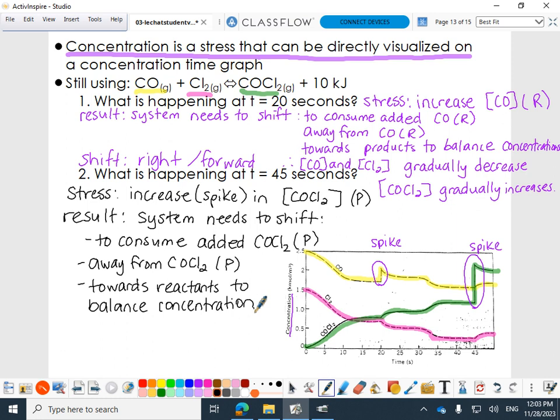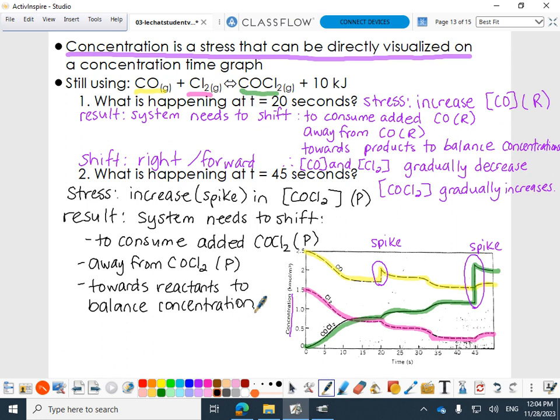Okay, so if it's shifting towards the reactants, their line should increase, which they do gradually. If you're thinking of it like consuming the added COCl2, then that line should gradually decrease, which it does. Shift away from the COCl2. So again, that would mean towards the reactants.